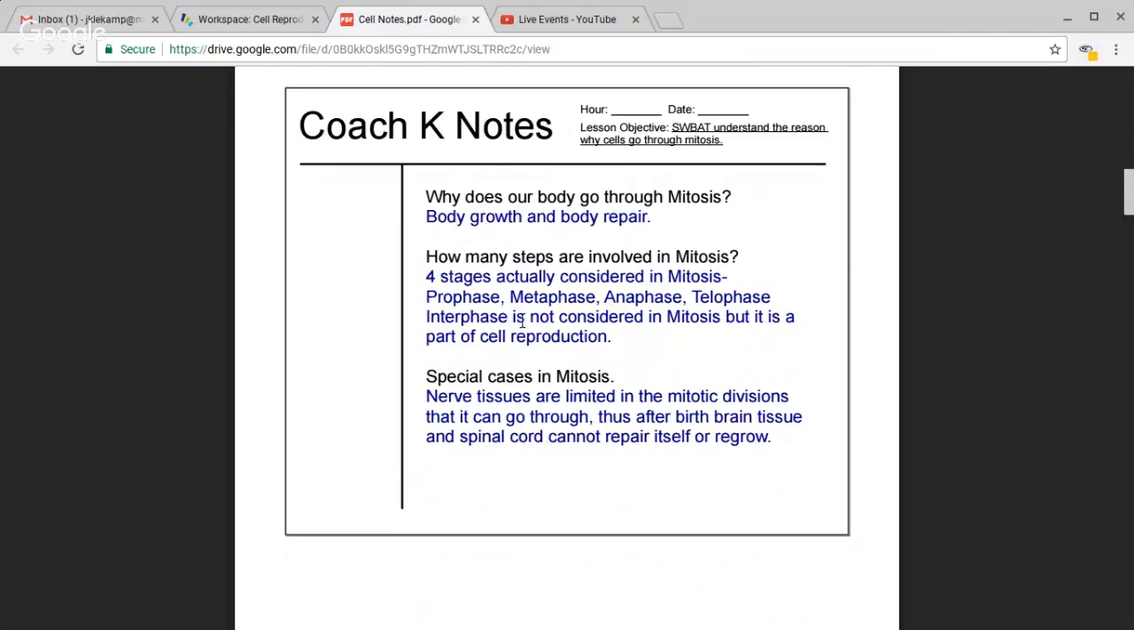Some special cases in mitosis: nervous tissues are limited in mitotic divisions. We call them apoptotic or apoptosis. It cannot go through multiple divisions.